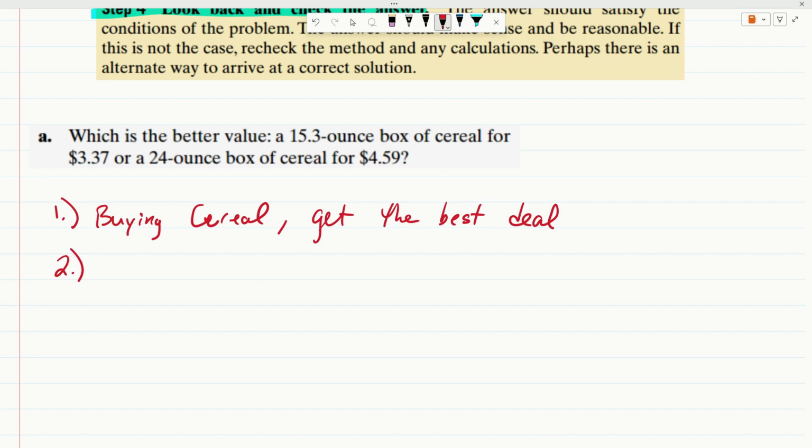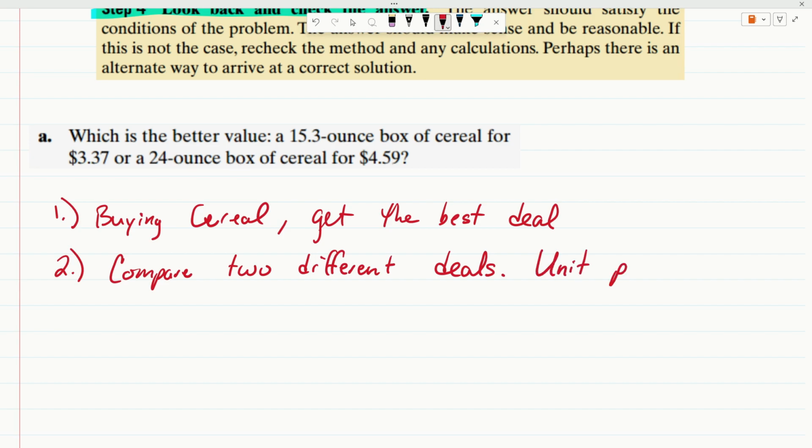Step 2. Remember, with step 2, you want to devise a plan. So, what is our plan here? Well, we're going to compare two different deals. And how are we going to compare them? We're going to use this thing, and this is in your text. It's called unit price.